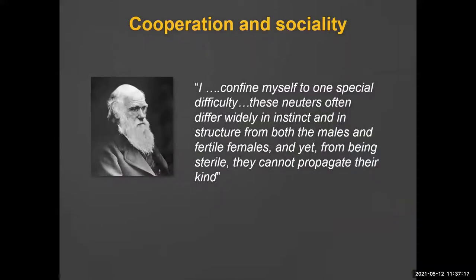These social insects have been of interest to evolutionary biologists since Darwin's time. And as Darwin suggested, "I confine myself to one special difficulty. These neuters, so the workers, often differ widely in instinct and in structure from both the males and fertile females. And yet from being sterile, they cannot propagate their kind." So this is referring to the fact that in social insect colonies such as honeybees, the workers do not reproduce.